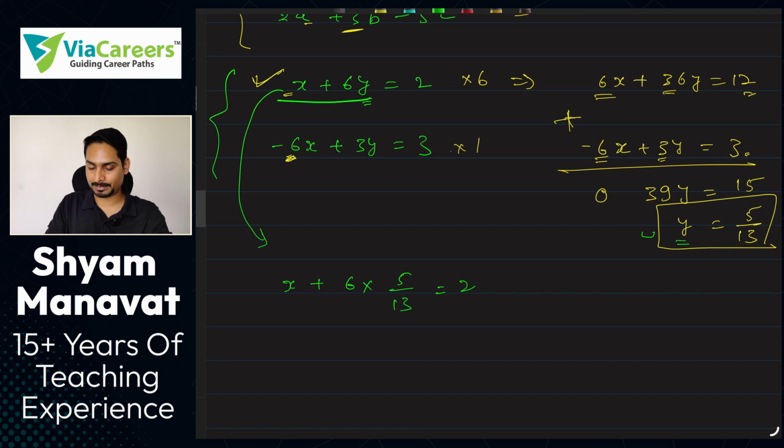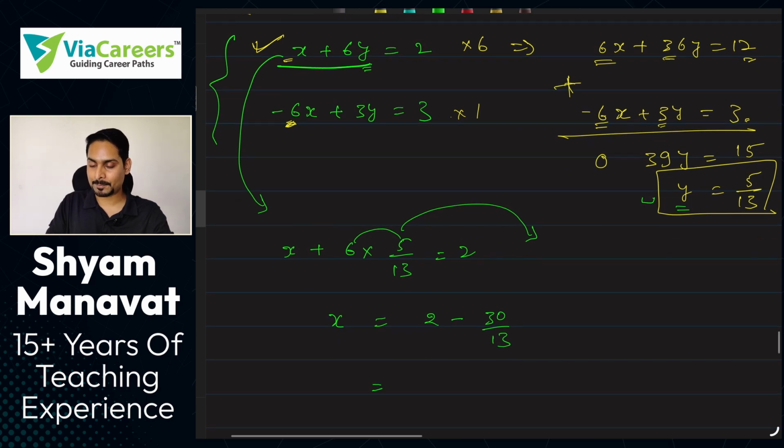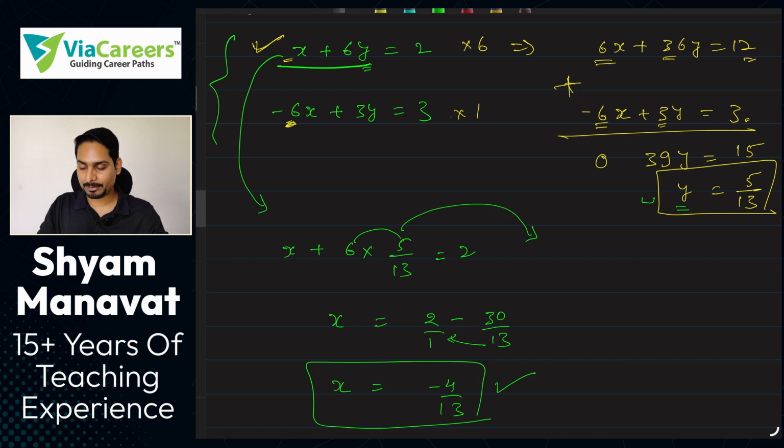So here if you simplify, आपको मिलने वाला है क्या? x is equal to, 6 5s are 30, we'll go to the other side. Here it will become what? 2 minus 30 by 13. Simplify this. 13 2s are 26. 26 minus 30 by 13. Okay, so 26 minus 30 will be minus 4 by 13. ये आपका हो गया value of x, right? Okay, I hope there is no challenge here. So basically you got the value of y and x.